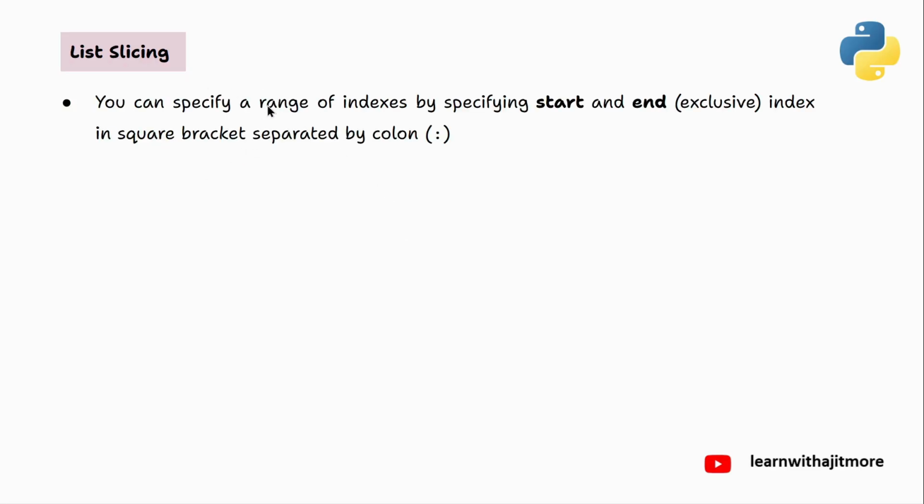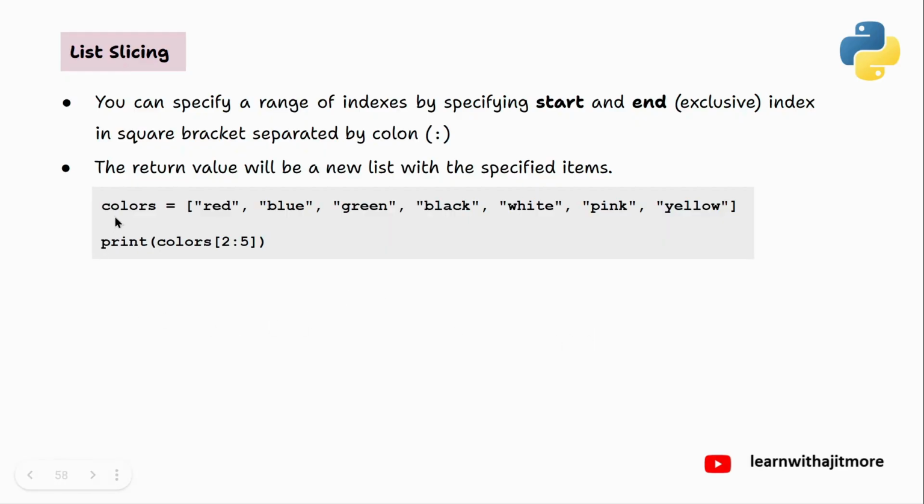See, you can specify a range of indexes. Range of index समझ में आया ना? Start index to end index. But whenever you give start and end, always remember end is exclusive. I have already given explanation about it. Okay, तो कैसे लिखना है? Start index colon end index. The return value will be a new list with the specified items. तो वो start से लेके end तक जितने भी items आते हैं उसकी एक copy list create होगी and it will just return the sublist, that copy list.